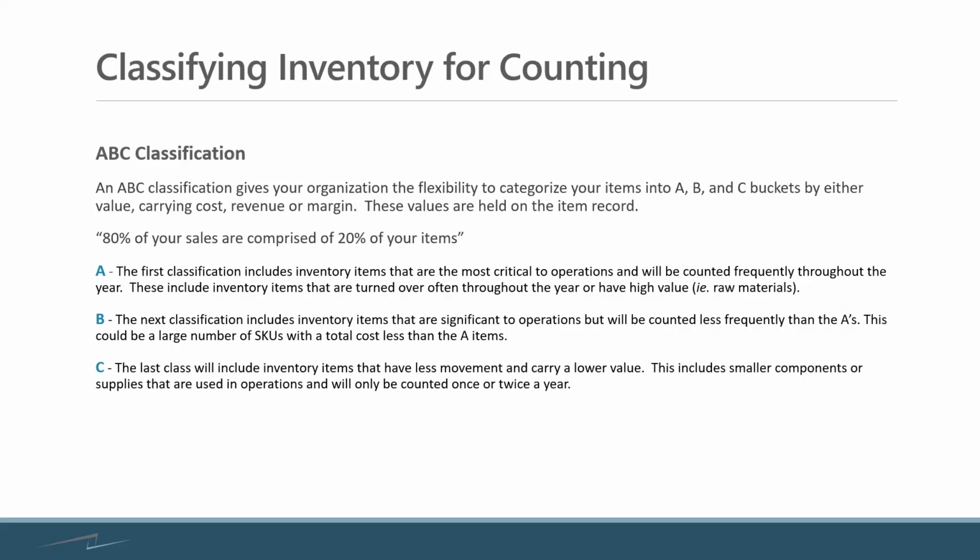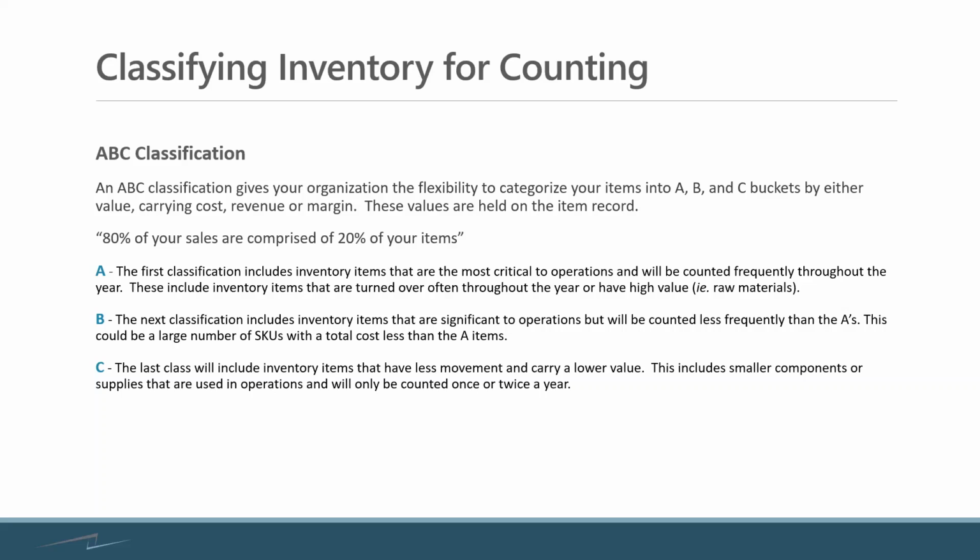The first one that we're going to talk about is ABC classification, and then after we cover this, we will go into counting groups. It's just different ways that you can group your inventory into buckets that you can query as you're creating your counting journal. And when we get down to the counting journal slide, I will go into the system and show you how you can use these features to actually pull information into your journals.